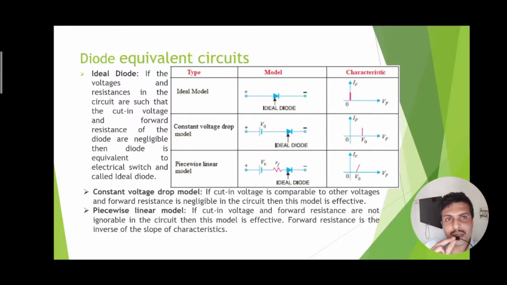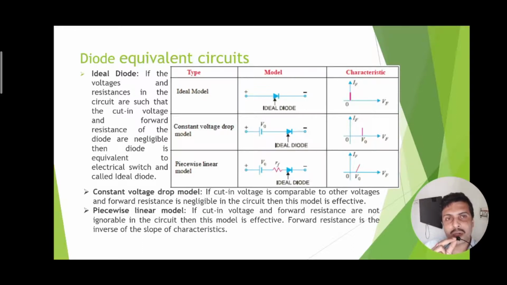But here the forward resistance of the diode has been ignored, because the forward resistance is of the order of a few hundred ohms, and the circuit in which this diode is applied might have resistances larger than the forward resistance of the diode. Therefore, the forward resistance of the diode has been ignored in the constant voltage drop model. The third is the piecewise linear model.